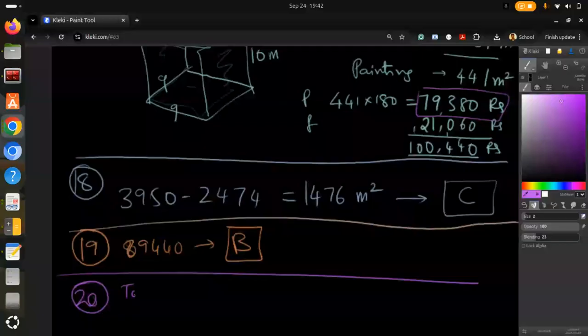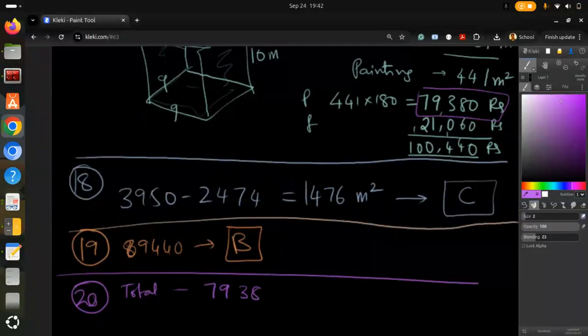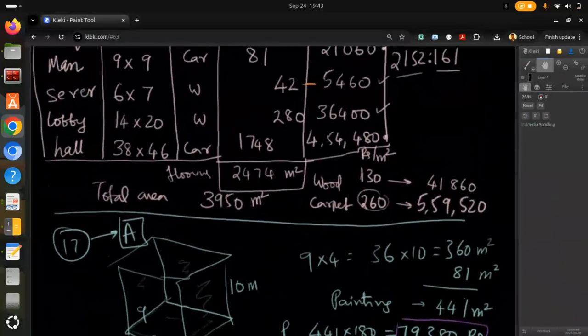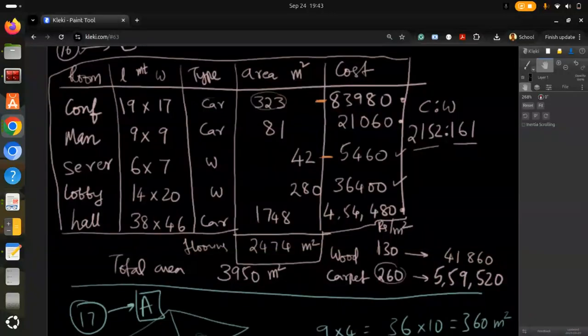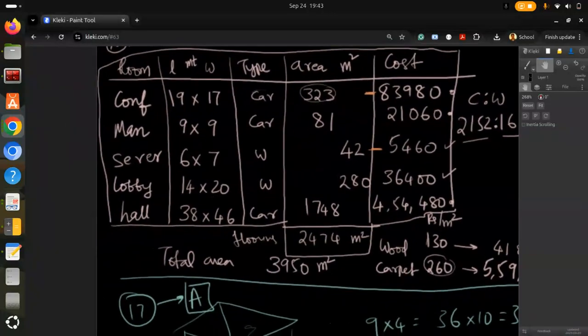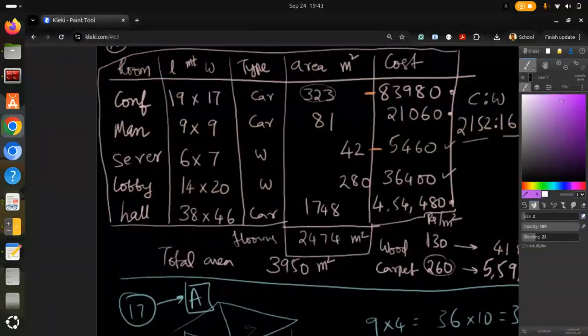So the total painting cost is 79380. This is total P, and total flooring, FL. How much is the total cost? Right now I don't know. So in this case, I need to add all these numbers to get the total. Okay, so let us add the total here. What will be the total of all of this?